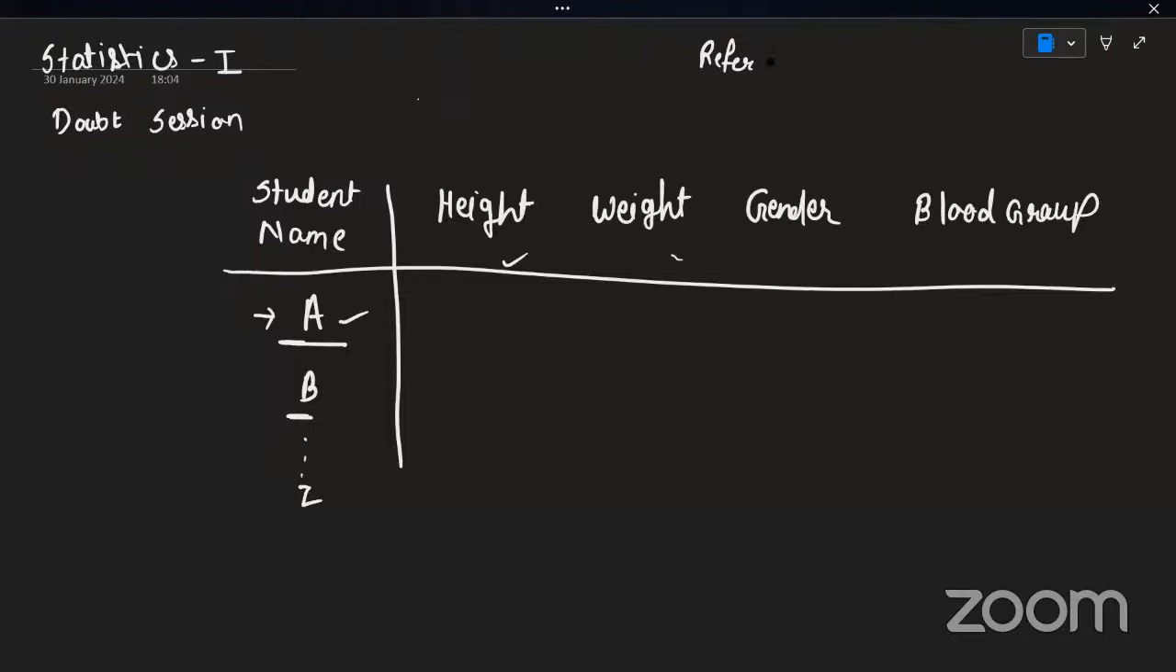Ma'am, one last question. What does absolute zero mean? Yeah, we will come to that. Have you attended the last lecture?